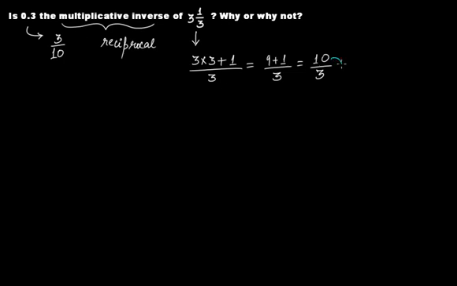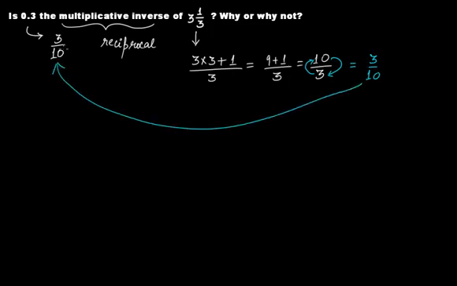So the multiplicative inverse of 3, 1 by 3 will be what? You have to interchange the position of numerator and denominator. So the number you get is 3 over 10, and that's exactly what this is. Yes, 0.3 is actually the multiplicative inverse of 3 1 by 3, because 3 1 by 3 can be written in this form, and when you simplify this 0.3, if you write in the form of fraction, this is actually 3 by 10, and these two numbers are the same.